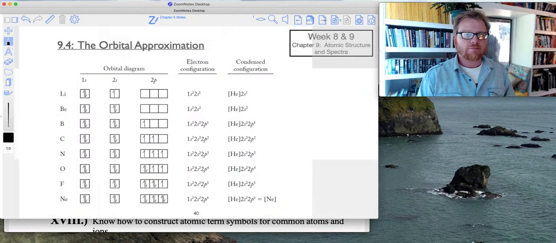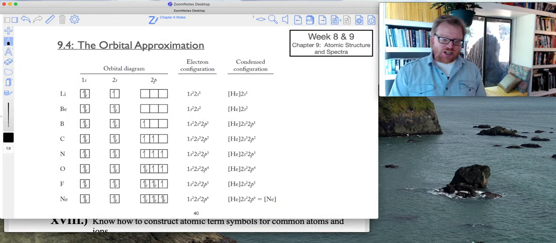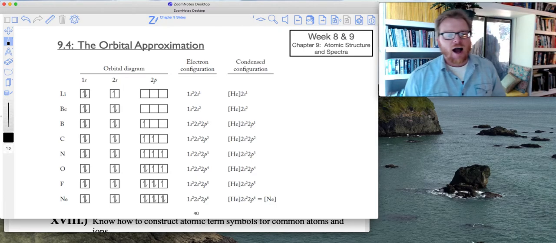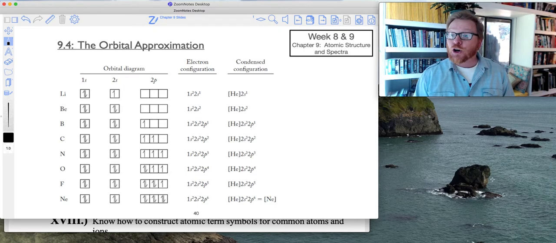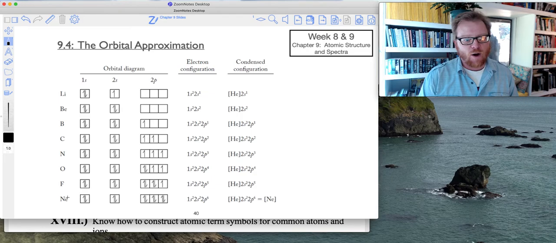Also, we have to remember how to do electron configuration because what's coming next are spectroscopic term symbols, and it's good to have a working knowledge of electron configuration to do your term symbols. So let's just review the simple atoms: lithium, beryllium, boron, etc.